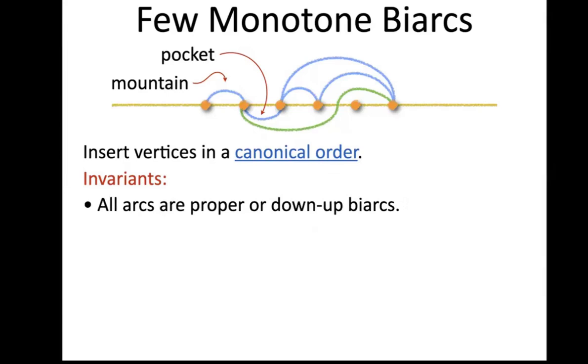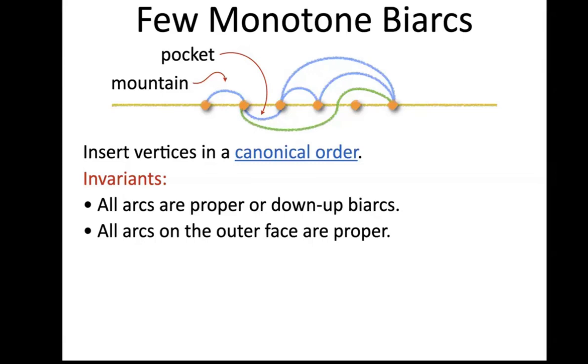So the first one is that all the arcs are either proper arcs, meaning pocket, mountain, or down-up biarcs. So not just biarcs, but even prescribed of a specific type. That's also something I had in the statement of all these theorems. The second one is everything that's on the outer face, which we view as kind of the top, the upper envelope.